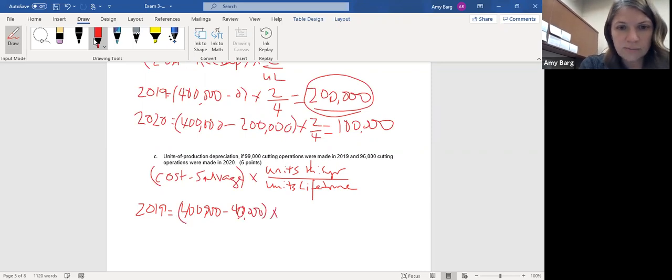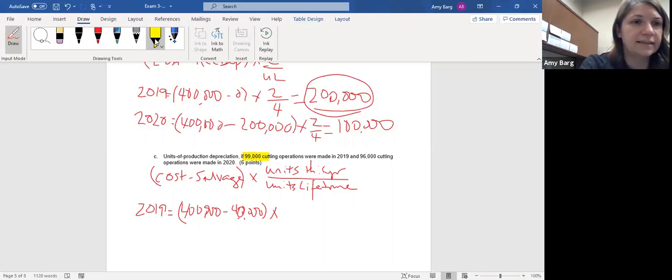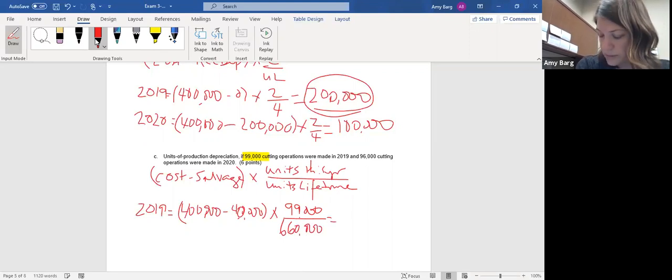And then you're going to multiply that. It has to tell you how many units you produced, right? So it tells us that in 2019, it's 99,000. So we're going to multiply by 99,000 divided by that 660 that we grabbed from the top.